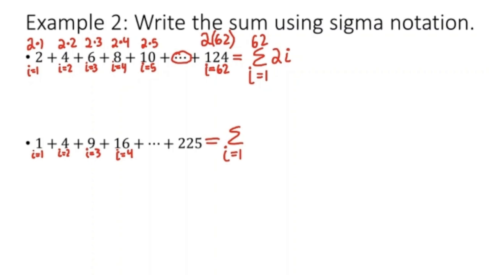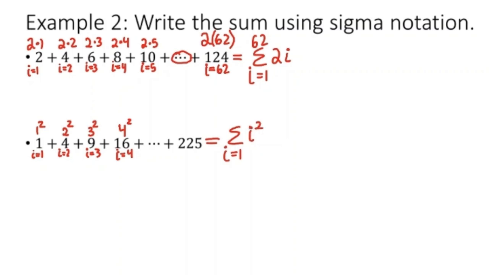Can we figure out a pattern for 1, 4, 9, and 16? This is where it's a little tricky. If we're familiar with perfect squares, we can identify that 1 is 1 squared, 4 is 2 squared, 9 is 3 squared, 16 is 4 squared. So it appears that the pattern is we're taking the value of i and squaring it. So our a_i seems to be i squared.